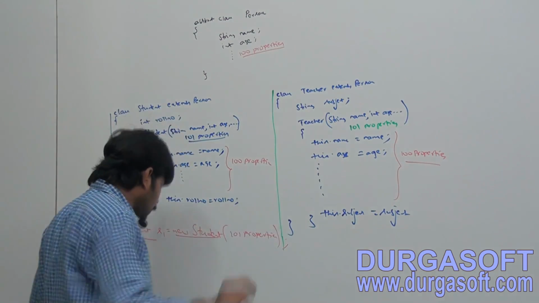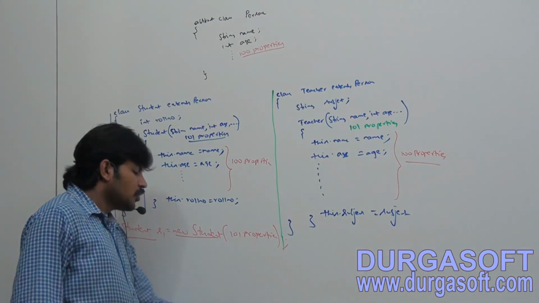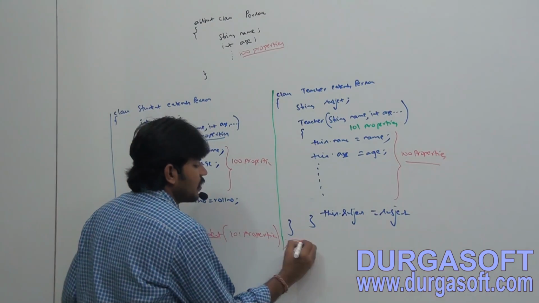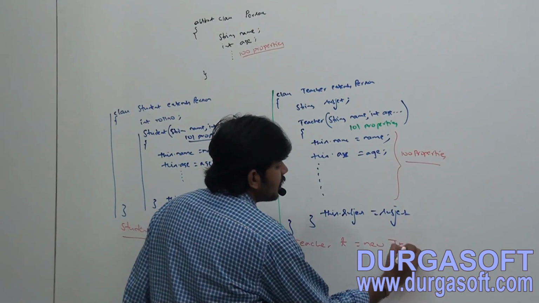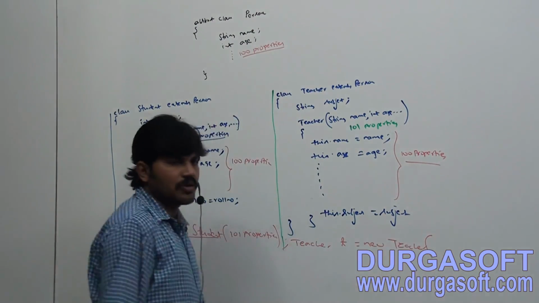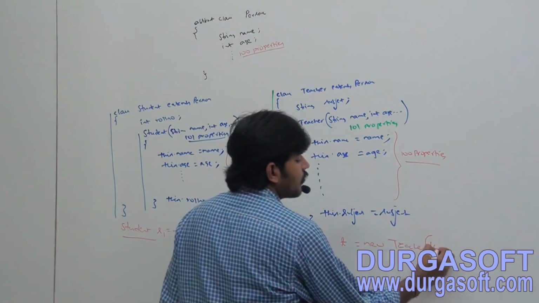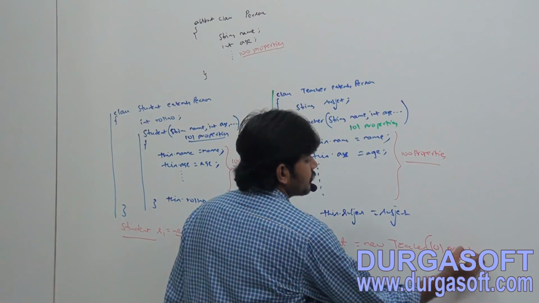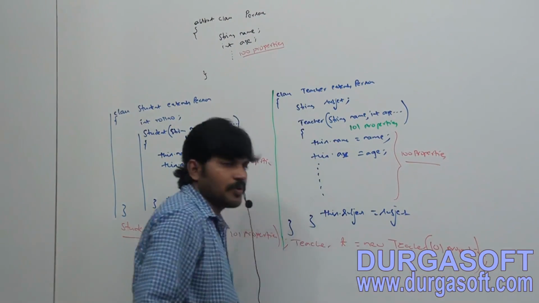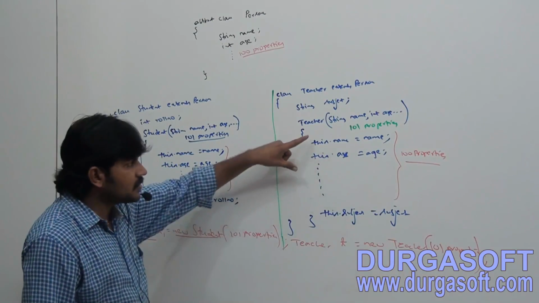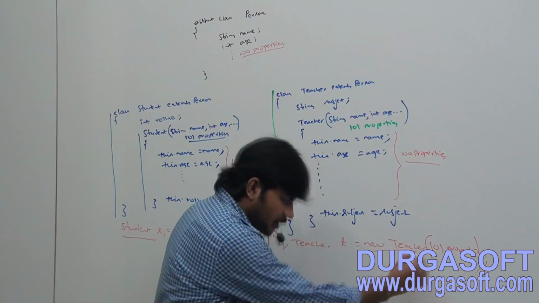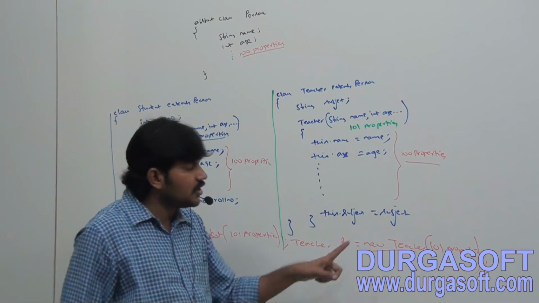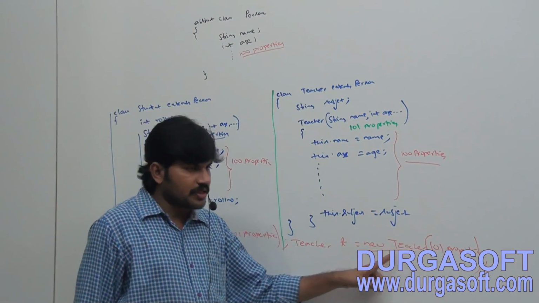Now, sir, I want to create a Teacher object. To create the Teacher object: Teacher t is equal to new Teacher of 101 properties I have to pass. Then all these 101 lines of code are going to execute to perform initialization of this teacher object, right?